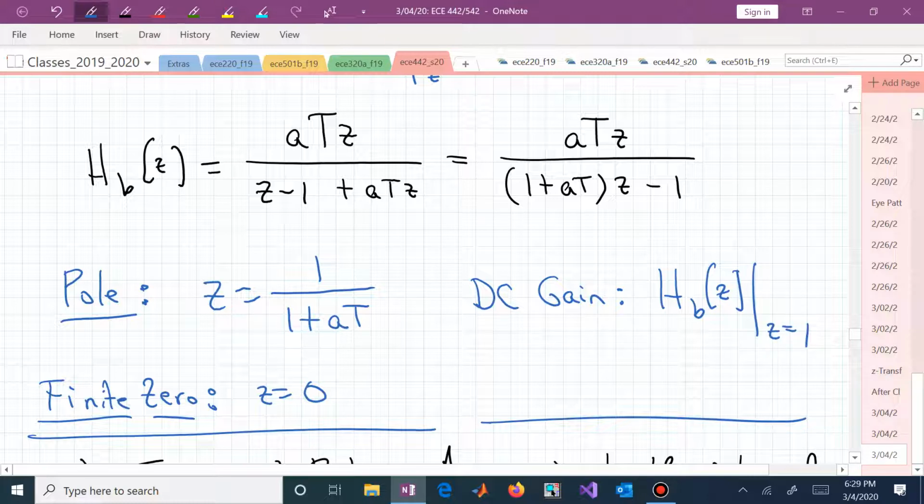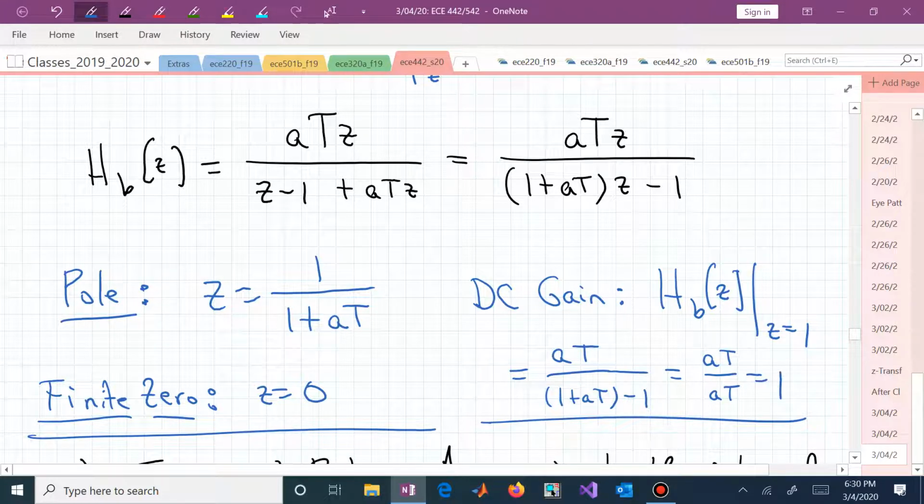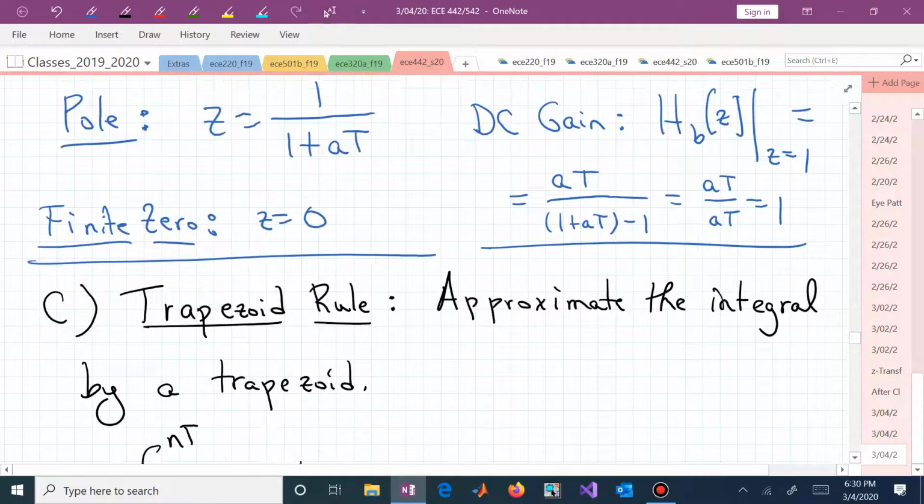We evaluate that with z equal to 1, and we end up with aT over 1 plus aT minus 1, or again, 1, for a DC gain. Poles in a slightly different location. We now have a 0 right at the origin in the z-plane, but that could be considered a very fast 0. And we have a DC gain that's the same.